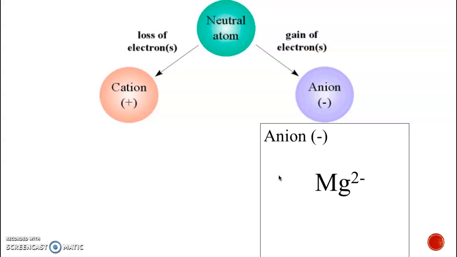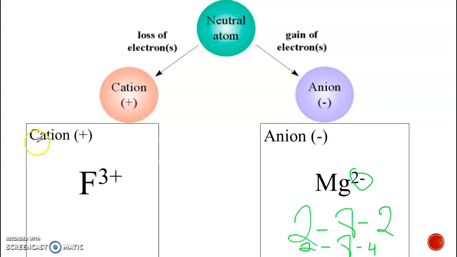So a couple of examples of an anion would be magnesium 2 minus. Now magnesium, let me get this pen out real quick. Magnesium's electron configuration is 2, 8, 2. But this 2 minus is saying that we gained 2 electrons. So it's now actually 2, 8, 4. It gained 2 more electrons.